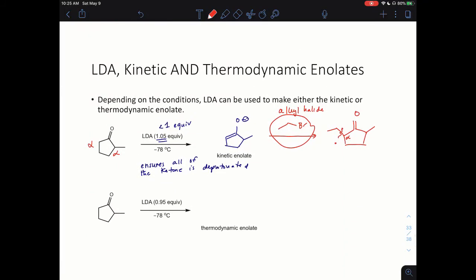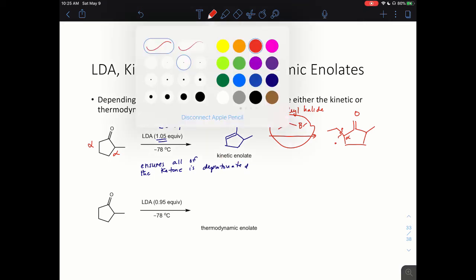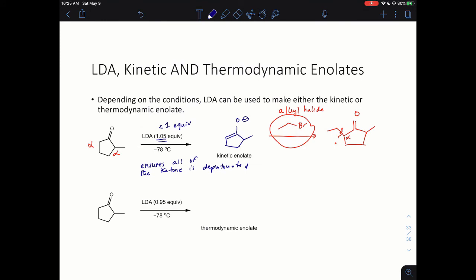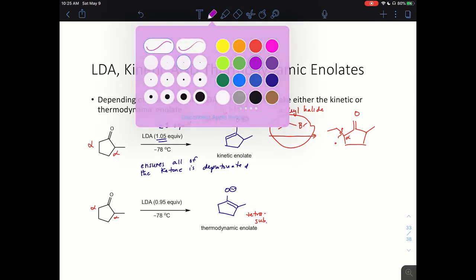Because it's nice to have an equilibrium constant way greater than 1 to totally make the enolate, we would like to use LDA to also make the thermodynamic enolate. The thermodynamic enolate for this asymmetric ketone is this one, where you deprotonate the more substituted carbon. So we have this tetra-substituted alkene versus a tri-substituted alkene. Tetra is more stable. All right, how does this work?